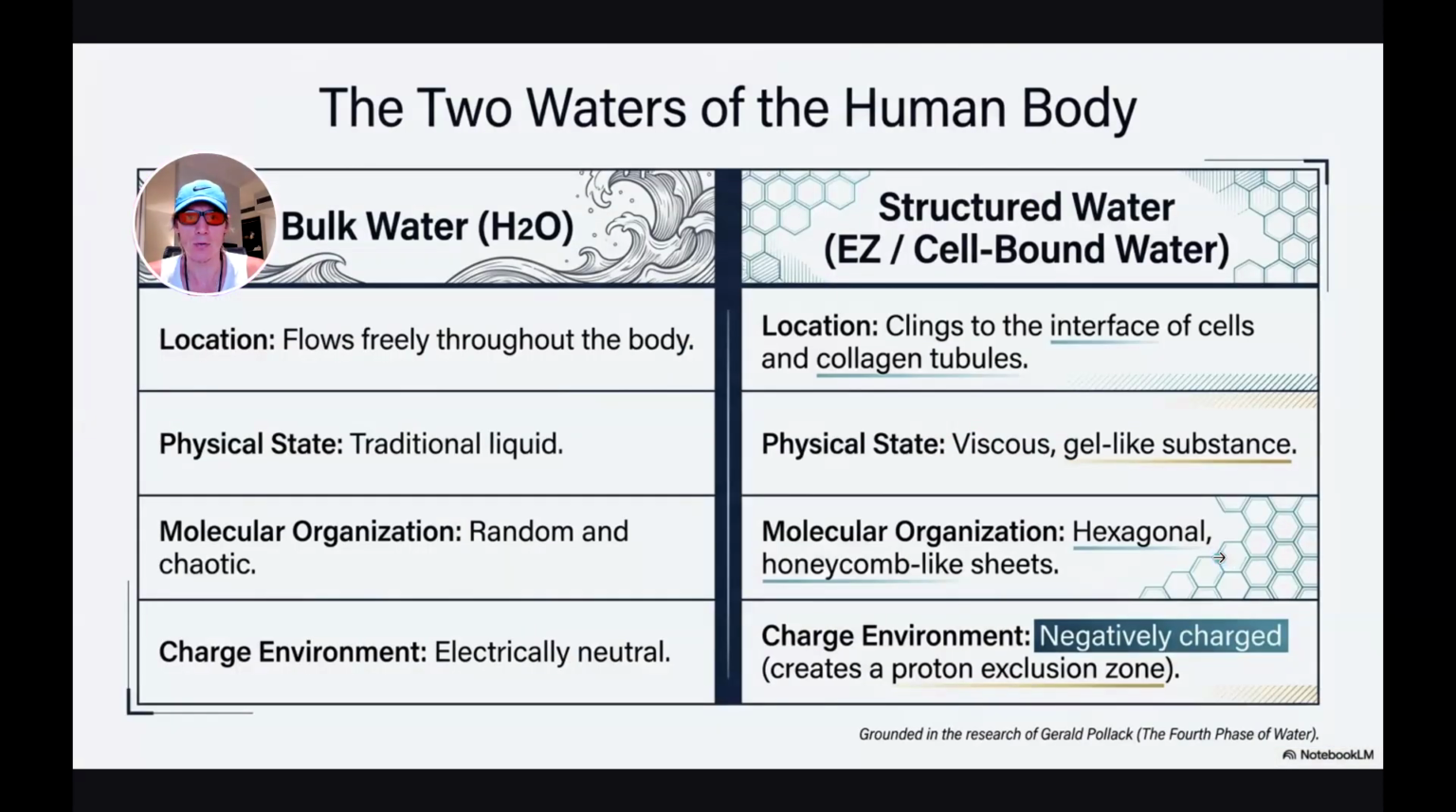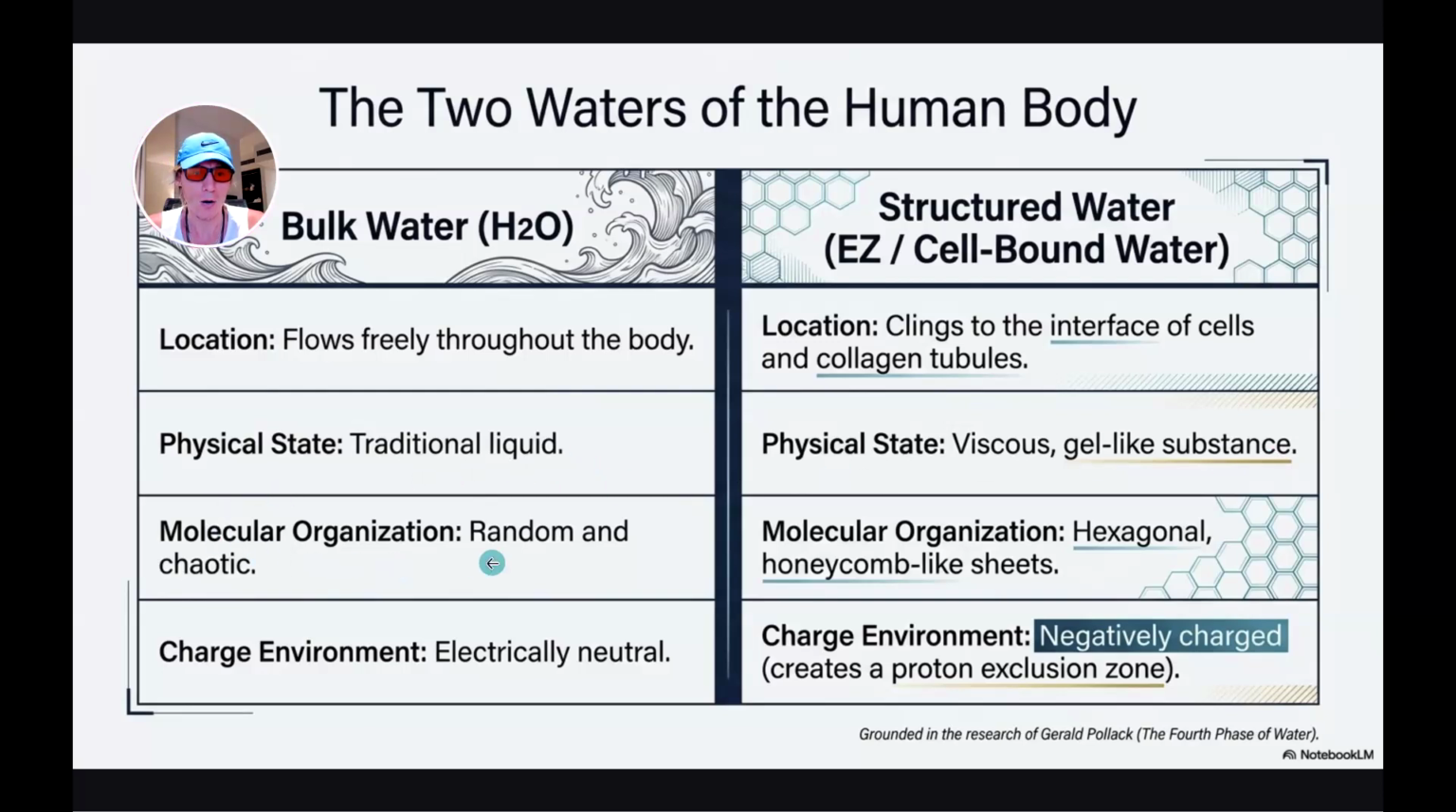There are two waters of the human body. We have the bulk water, H2O, and we have the so-called structured water, the EZ cell-bound water. The bulk water flows freely throughout the body. The EZ water clings to the interface of cells and the collagen tubules. The physical state of the bulk water is traditional liquid, and for the EZ water, it is viscous, like a gel-like substance.